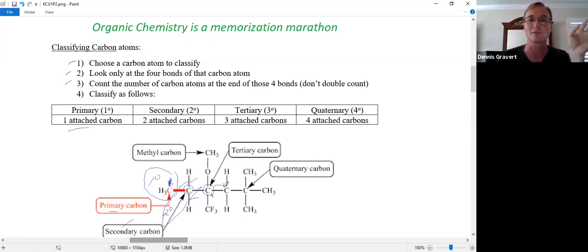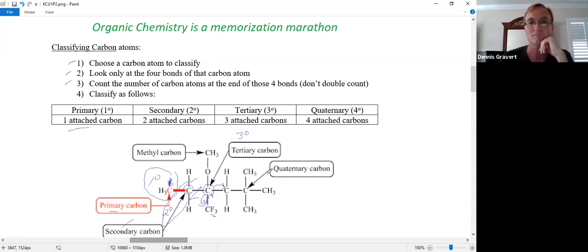Ooh, here's a C on the right. Here's a C down below, and who cares if there's fluorine there? Don't let that distract you. What is at the end of this bond? A C. And over here on the left side, there's another C. There's 3 of them. Yeah, that makes it a tertiary, a degree 3, a 3rd degree carbon.